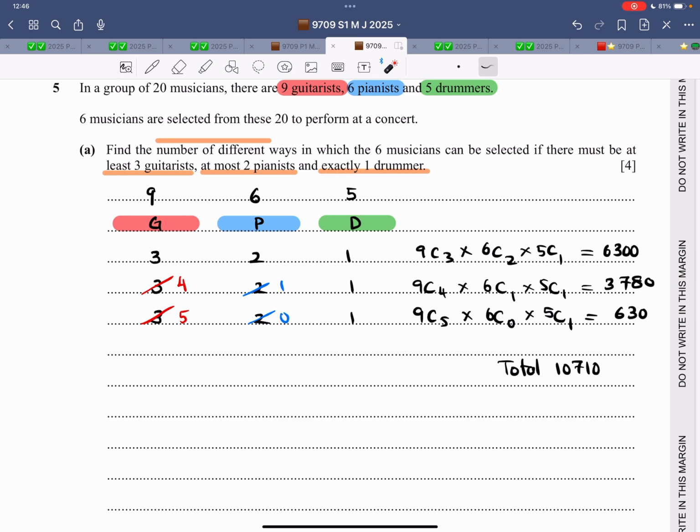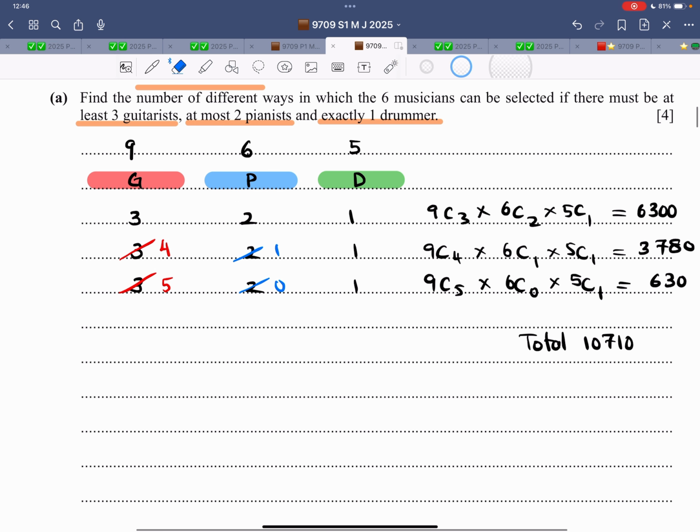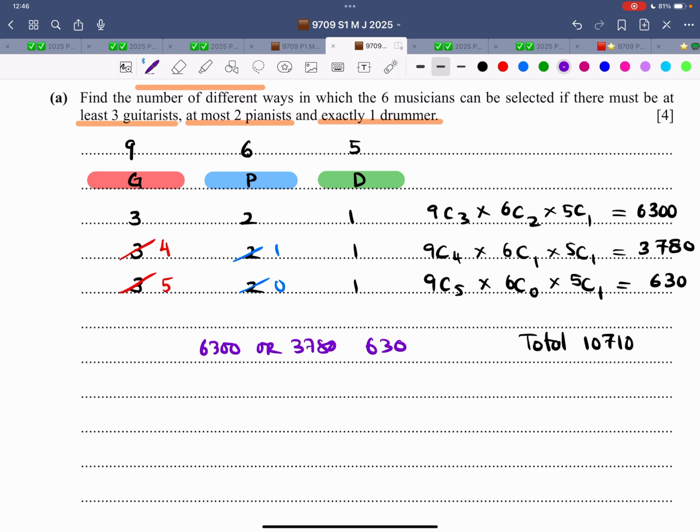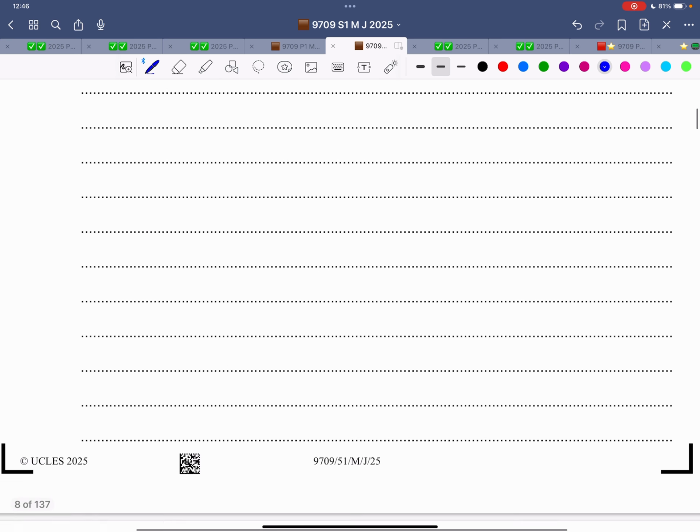Either this committee can be formed, because it's about committee, delegation, team, or this team can be formed, or this team can be formed. So it's either this or this or this, and the total is this. So let me just write over here. That is 6300 or 3780 or 630. So or is basically addition. So let me write over here or. So add it all up and then you get this particular answer. So this is a plus sign, this is a plus sign, and then you get this answer. So that is the first one.